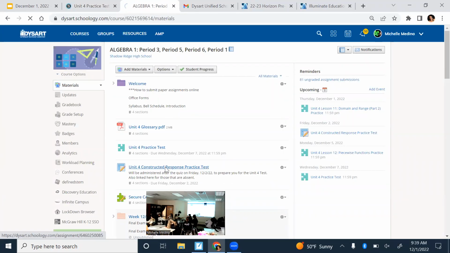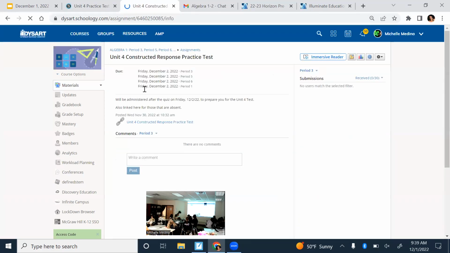Also, I have what the constructed response test will look like. That's a new thing. We've not been able to provide those before. It was more just knowing how to answer a short answer question. Now you can have examples so that you can prepare for that 50-point portion too. It's taking a while to load. But once you click in there, there's a link and you can see what it'll look like. So here we are.